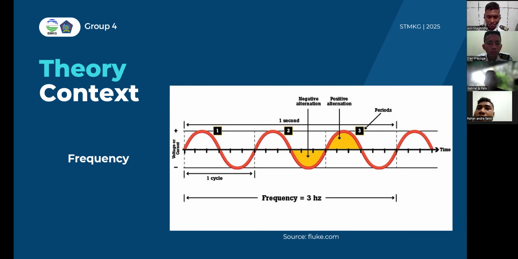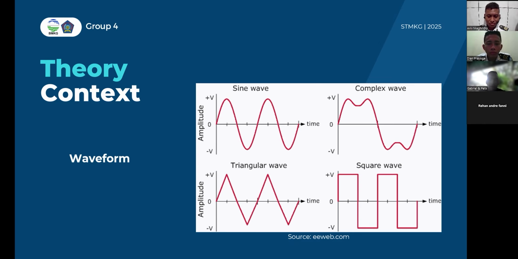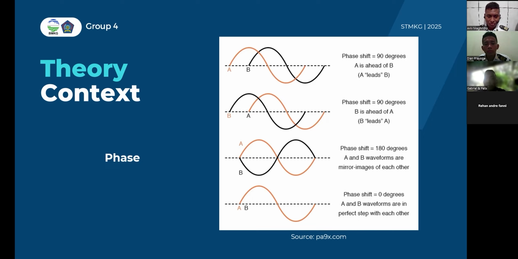In this slide, we can see the frequency. Frequency is the number of cycles an AC signal completes in 1 second. It is measured in hertz. AC voltage usually has a sinusoidal waveform, but other waveforms like square or triangular waves also exist. Next, phase. Phase shows the timing difference between AC signals, such as voltage and current. Inductive or capacitive loads can cause phase shift, which affects power and efficiency.